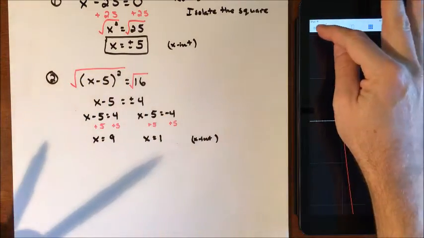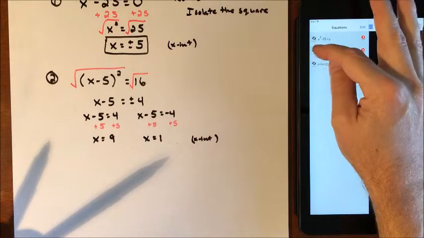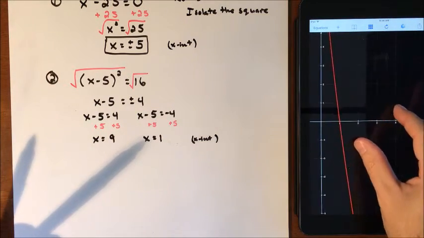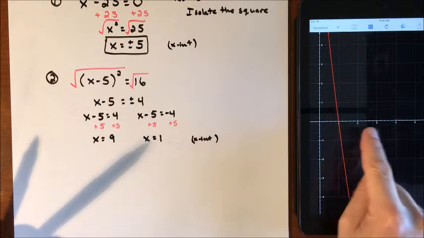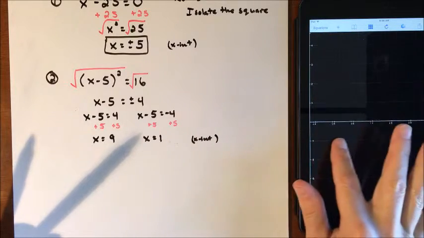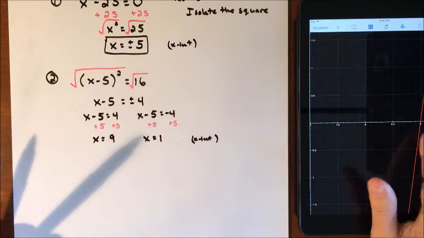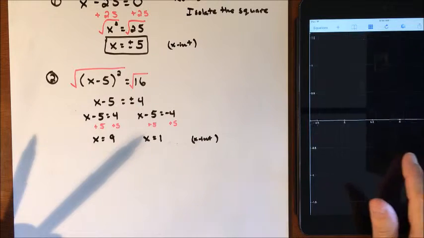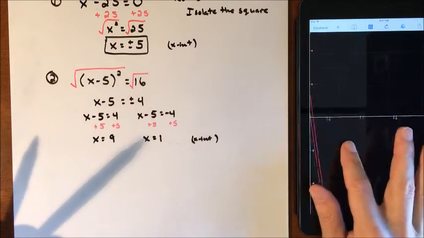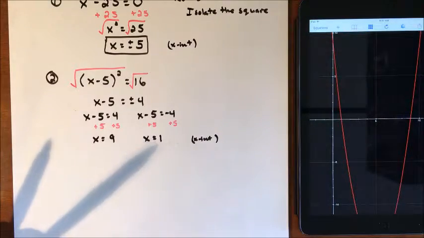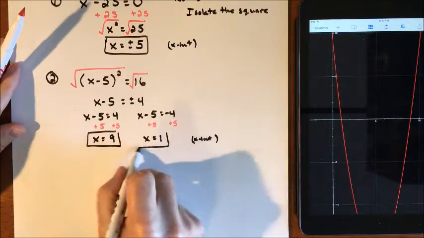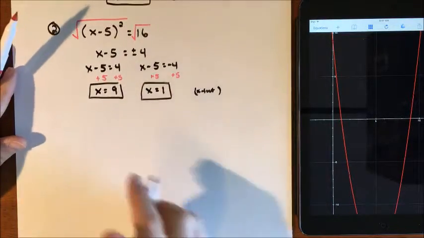or we can go back to our graph again and we'll graph the other one. So there's our 1, 2, 3, 4, 5, 6, 7, 8. So our first x-intercept is a positive 1. Our second x-intercept is a 9. And so it checks out. Okay, so those are our solutions. All right, we'll do one more.